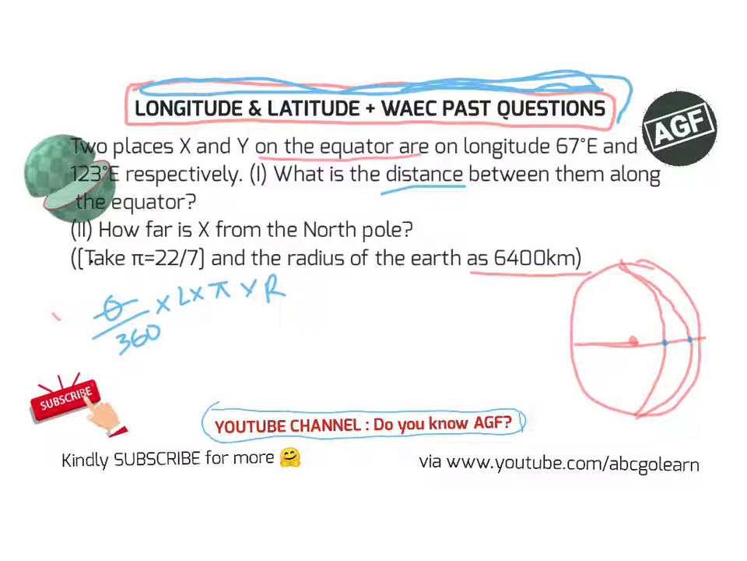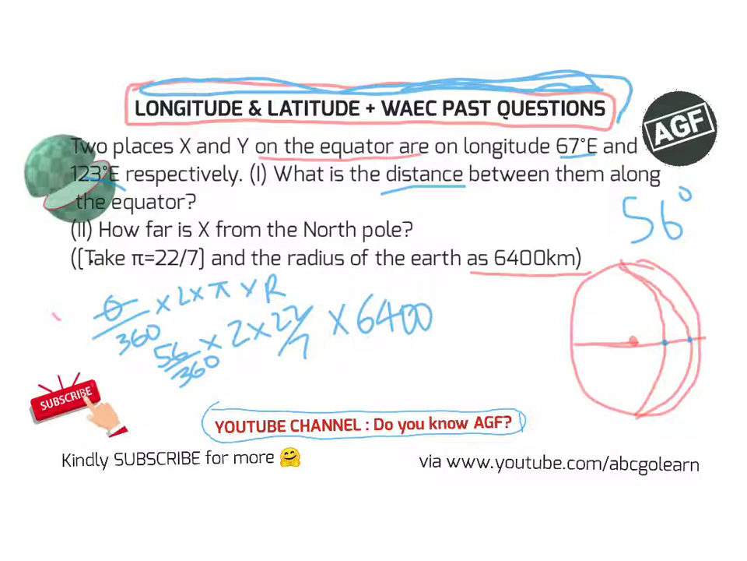For us to get the difference between 67 degrees east and 123 degrees east, the difference between these angles is 56 degrees. Since both are east, we will subtract. So just write 56 degrees here. 56 degrees over 360, multiplied by 2 and by 22 over 7. We've been given pi to be 22 over 7, and the radius of the earth to be 6,400 kilometers. After this, we'll divide through.